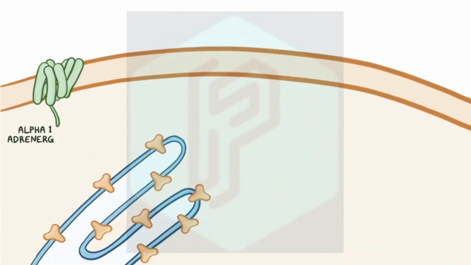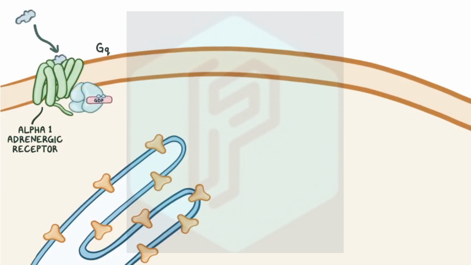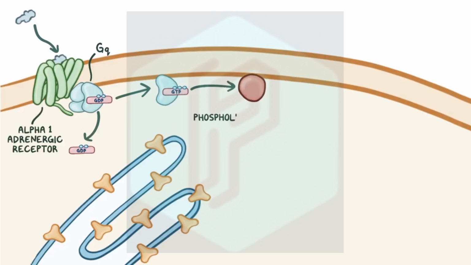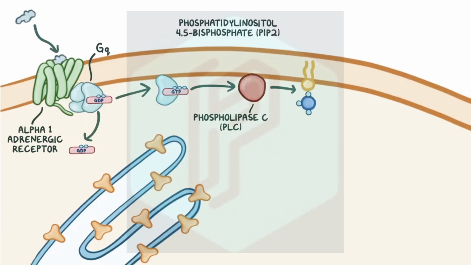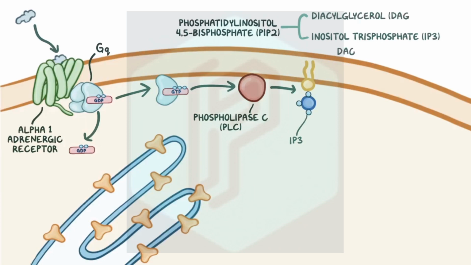Now, when an alpha-1 adrenergic receptor binds a catecholamine, the receptor changes its shape. And this allows the GQ protein to release GDP and bind GTP instead, activating it. The active GQ protein then activates the enzyme phospholipase C, or PLC, which is found in the cell membrane. PLC then cleaves a phospholipid called phosphatidylinositol 4,5-bisphosphate, or PIP2, into 2 parts, one of which is inositol trisphosphate, or IP3, which is soluble and diffuses freely in the cytoplasm, and the other part is diacylglycerol, or DAG, which remains attached to the cell membrane.